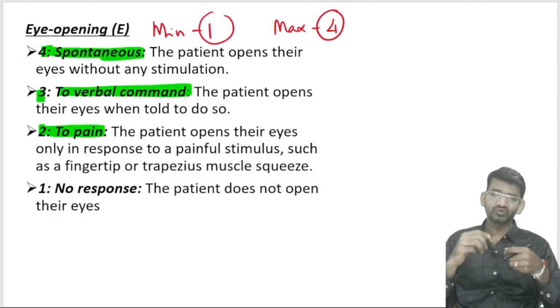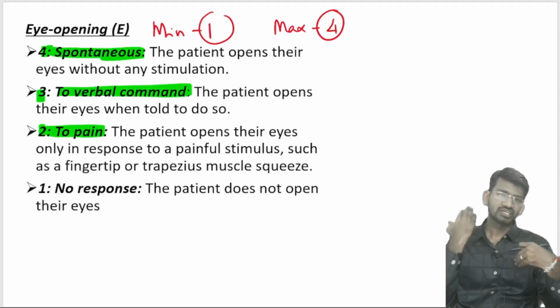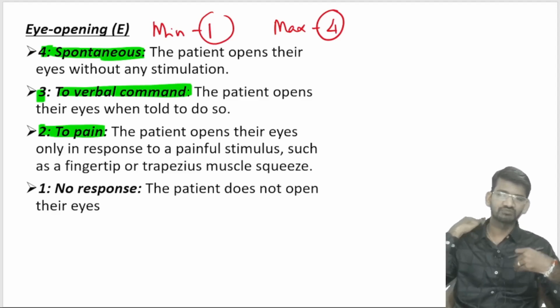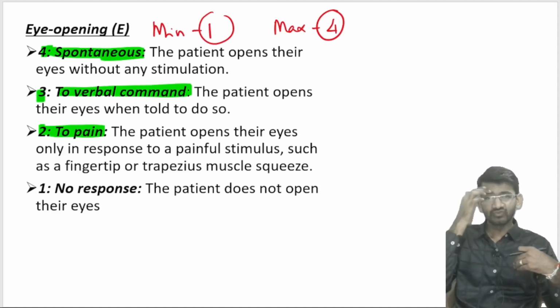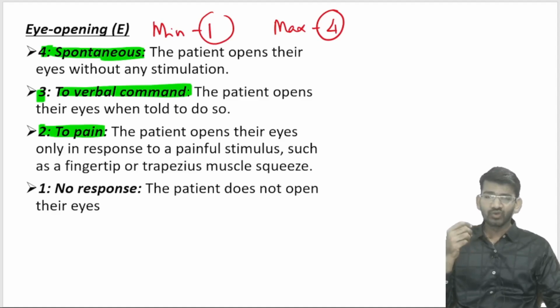Or sometimes we do a central pain stimulus, that is, we can squeeze the trapezius muscle. Okay, this trapezius muscle can be squeezed, or sometimes supraorbital ridge pressure can be given. If the patient opens his eyes when you do the painful stimulus, then the score will be a 2. Okay, so for spontaneous it is 4, to the verbal command 3, and to pain it is 2.